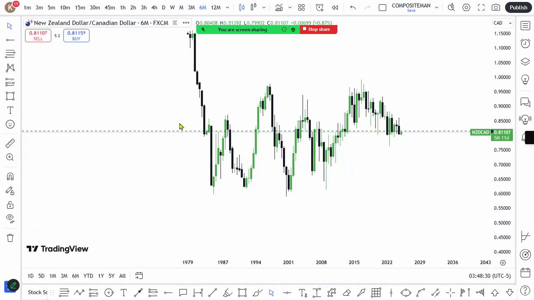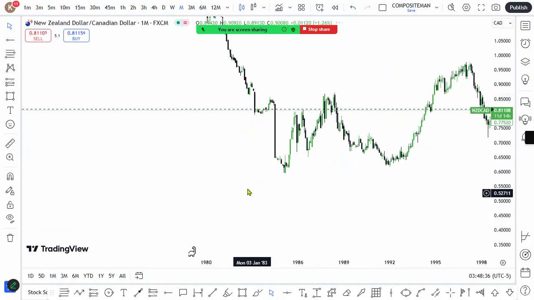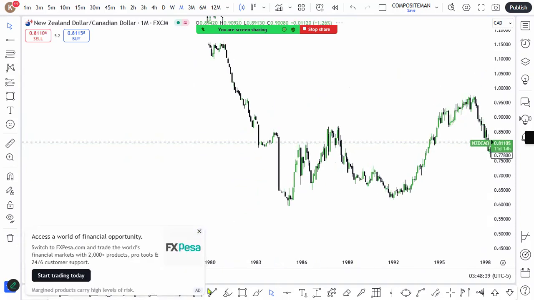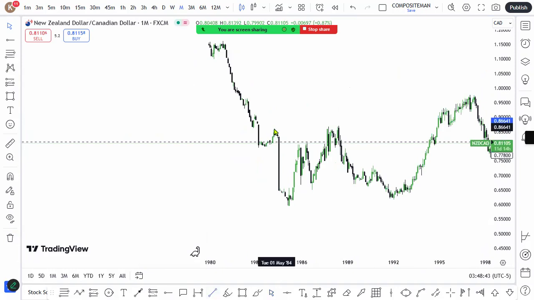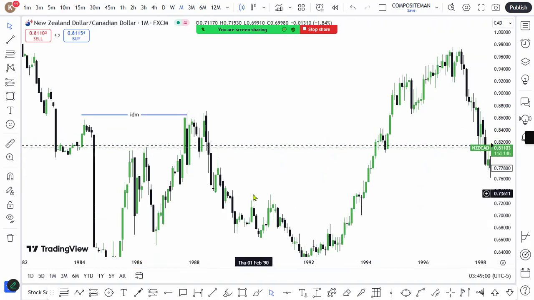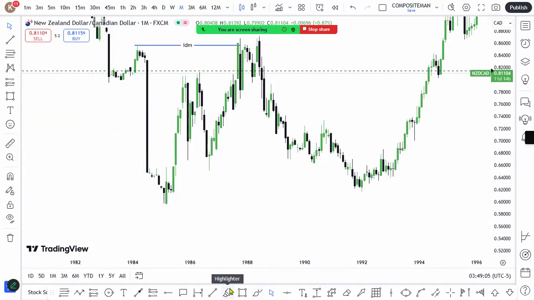I'll go to the monthly time frame and just follow the trend of the market to see what was happening. From this zone, you can see this was the main high that pushed the market to the downside, and this is my inducement level. As you can see, price took out this area of inducement.